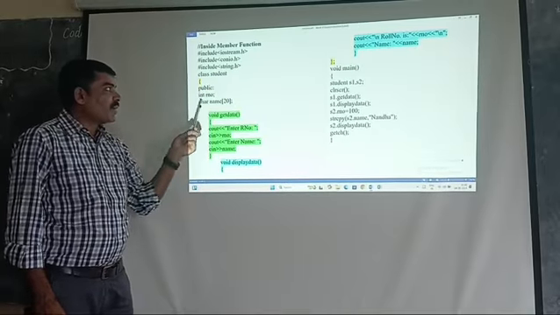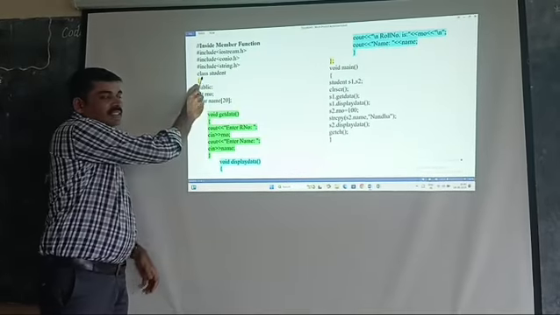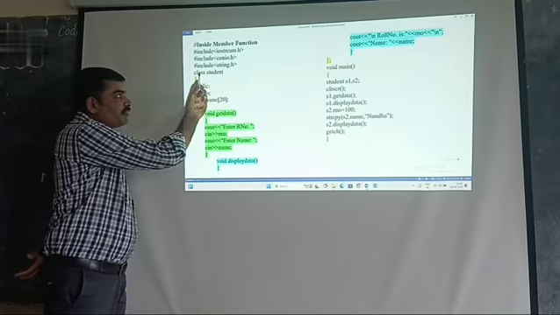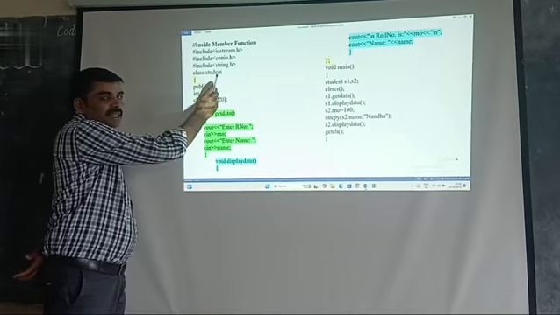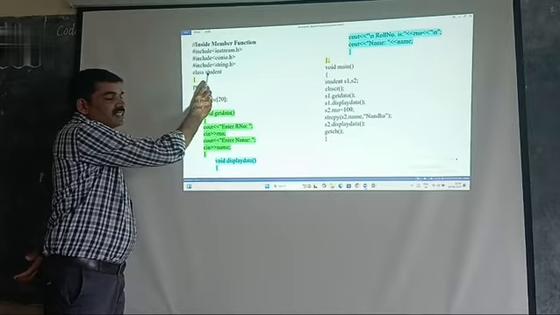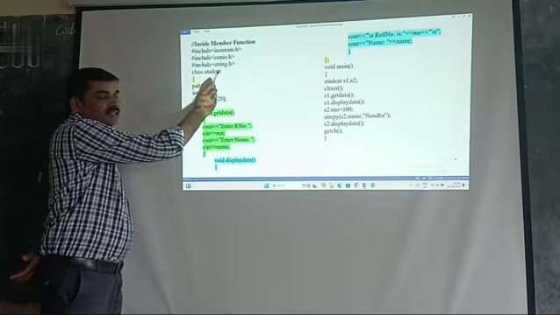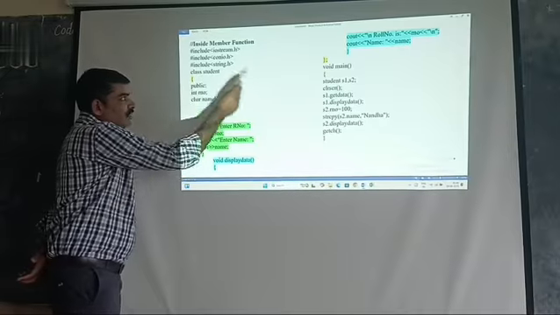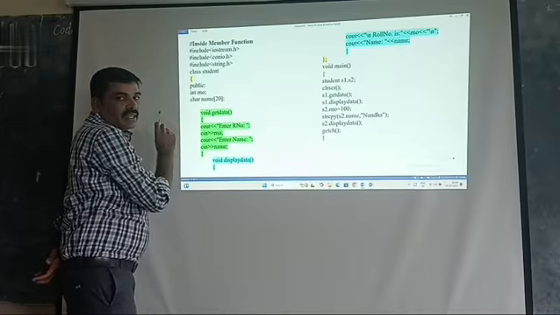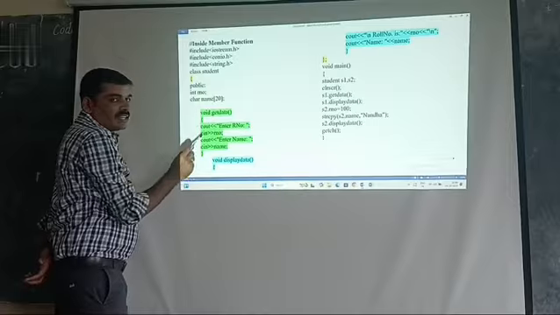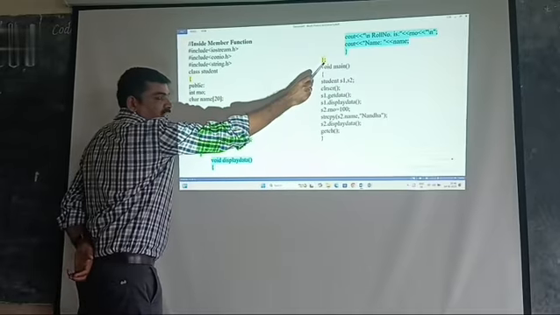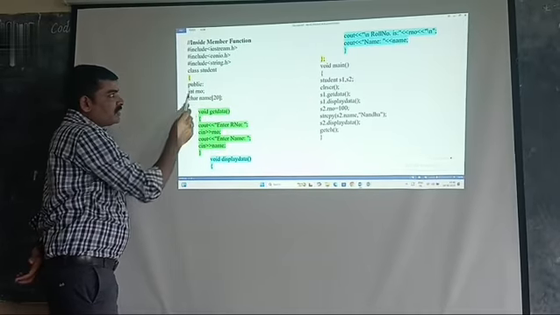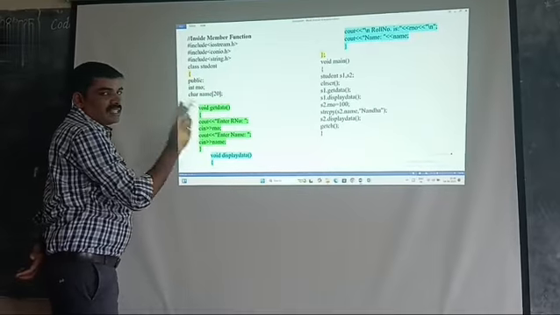Next I have a class and a class name. Once you are using a class, there should be a class name, so followed by class is the class name. Here student is the class name. This yellow represents the opening and closing bracket. Once you have created a class, the class should end with a semicolon. Inside the class I have created a function.